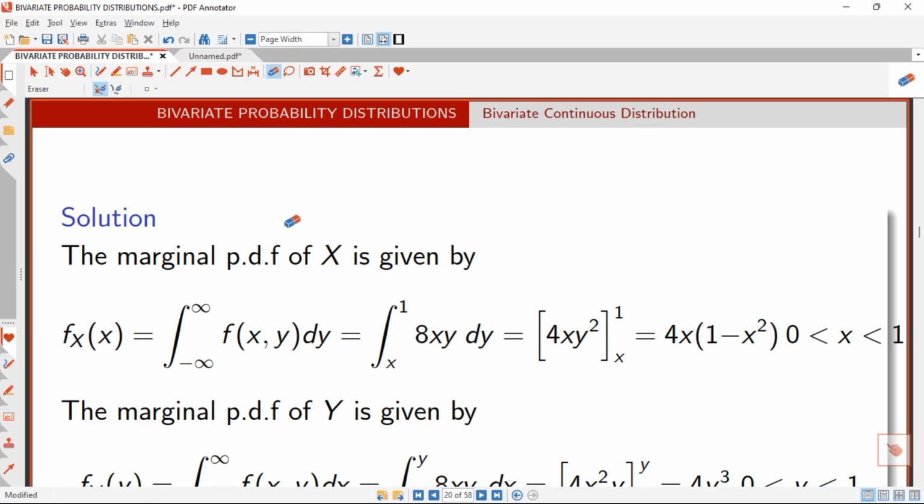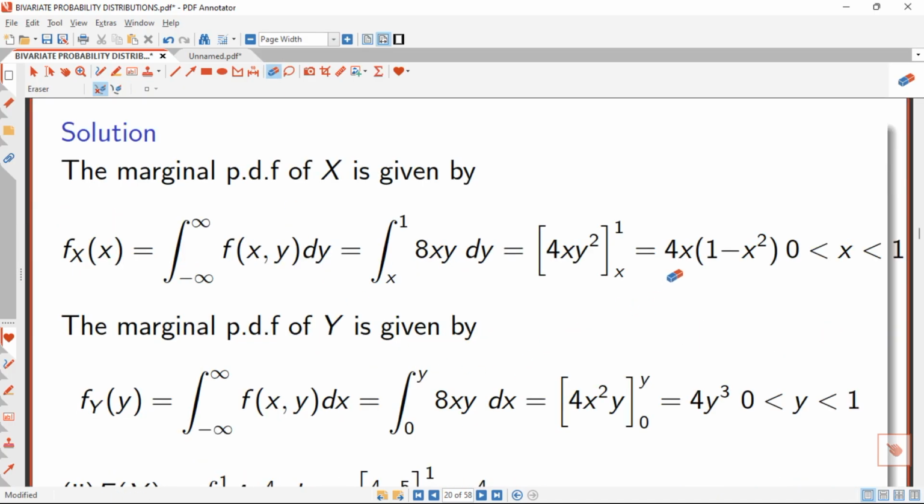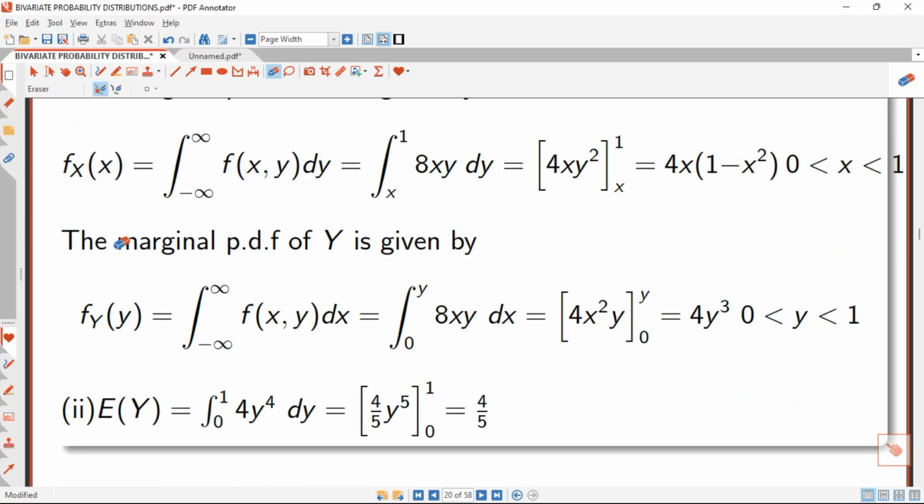I have the solutions here, and once you do that, for the marginal of x we get 4x(1 minus x squared), for 0 less than x less than 1. And for the marginal of y, this is how we also expand it: we integrate from 0 to y of 8xy dx. Once you do the integration very well, we get 4 times y raised to the power cube, for 0 less than y less than 1. That is what you are going to get. For the expectation, we will treat it separately.